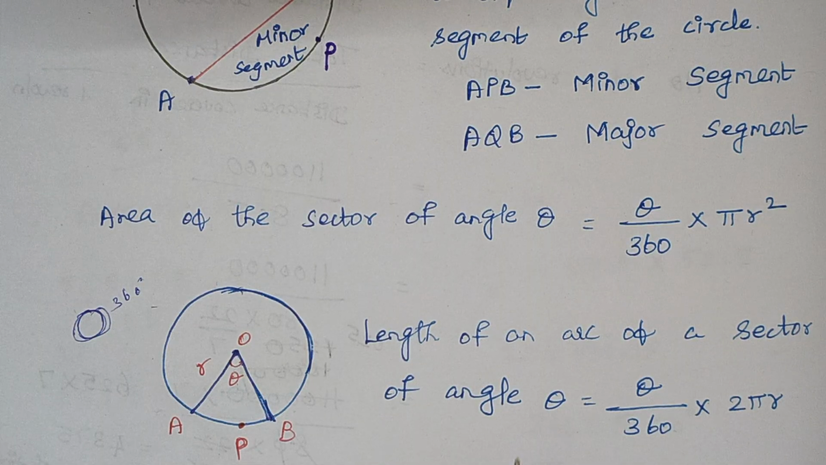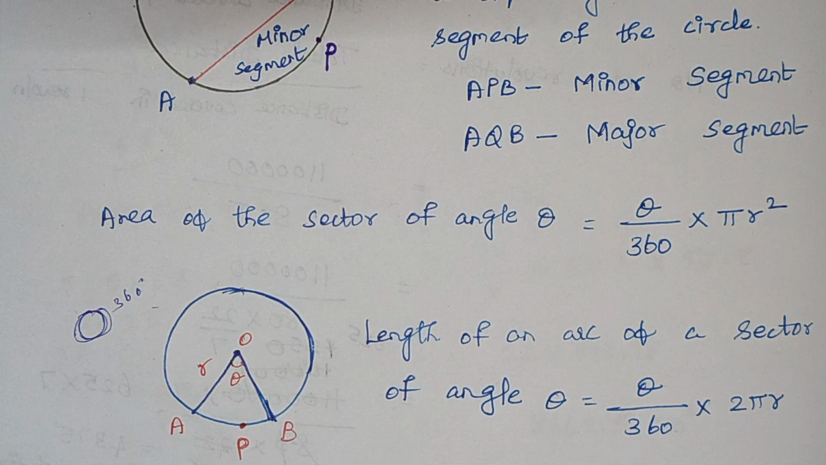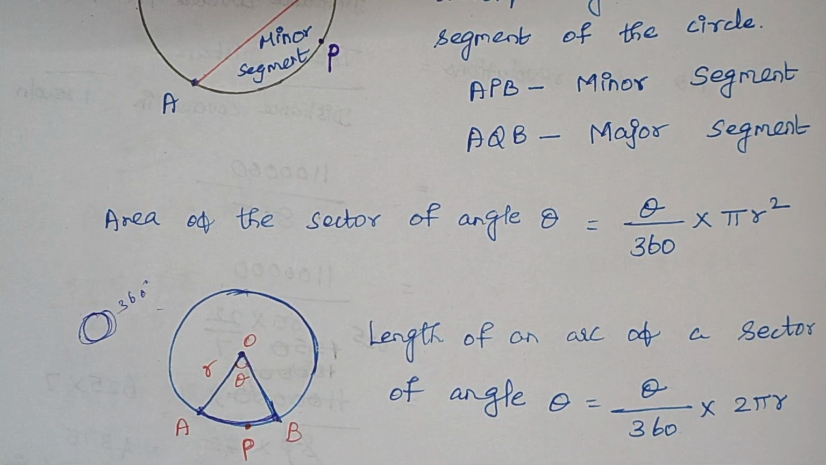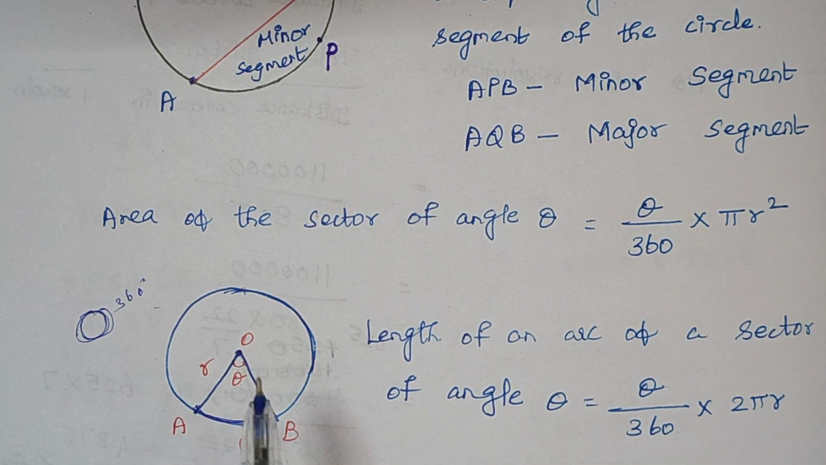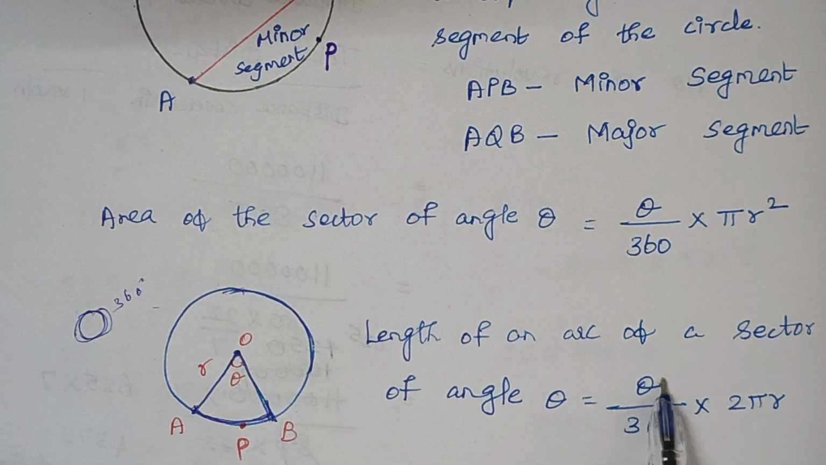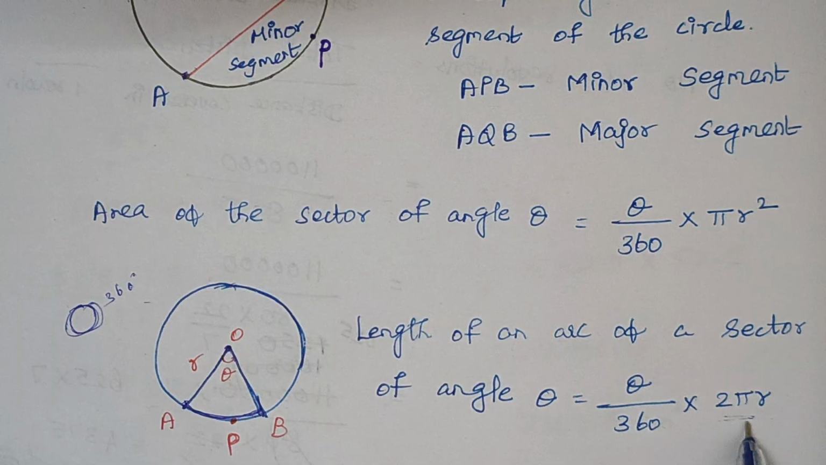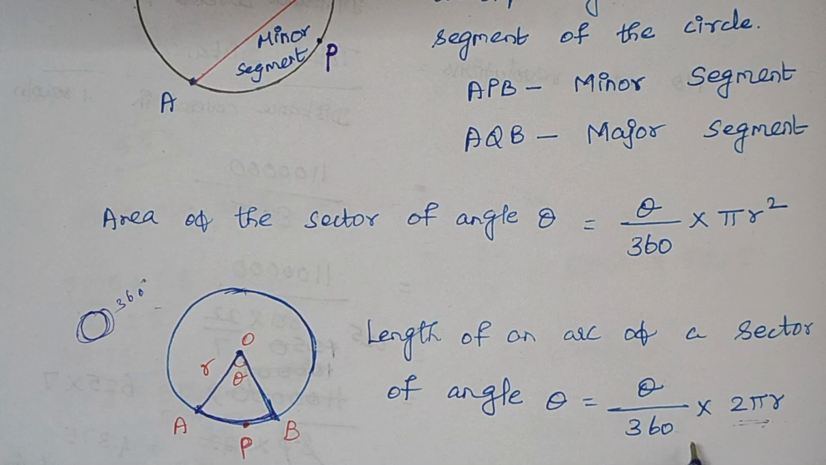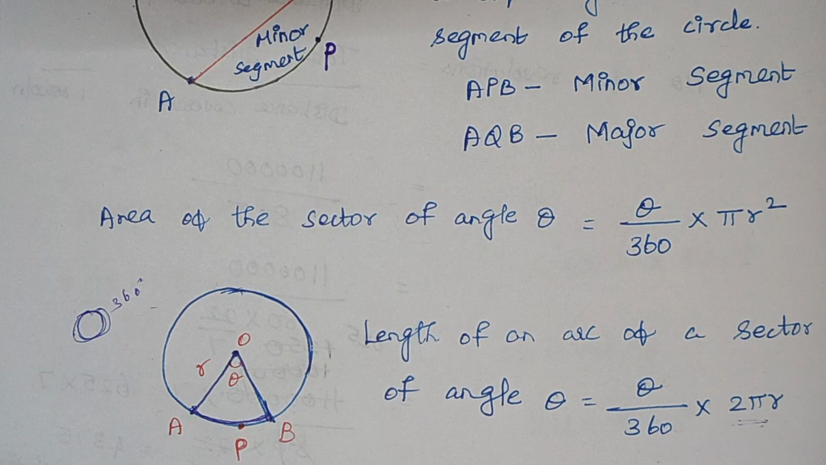And the next one is the length of an arc of a sector of angle theta. What do you mean by length of an arc? Here, this is the length of the arc, that is AB. This AB forms a part of your circumference. Therefore, it is theta by 360 into 2 pi r. 2 pi r is nothing but the circumference of the circle. Since this arc forms a part of the circumference, here we are considering theta by 360 into 2 pi r. I hope I have made the concept clear.